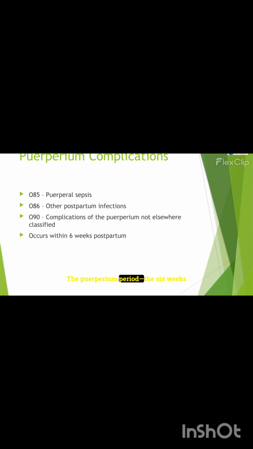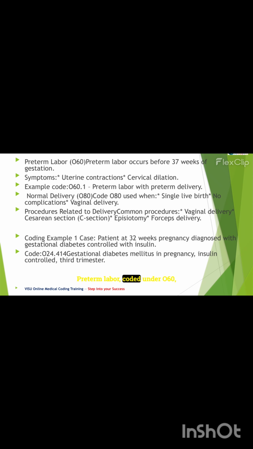The puerperium period, the 6 weeks following delivery, has its own set of complication codes. O85 is used for puerperal sepsis, a serious infection, while O86 covers other postpartum infections. O90 is a catch-all category for other complications of the puerperium that don't have a more specific home in the code book. Preterm labor, coded under O60, occurs before 37 weeks and is marked by contractions and cervical changes.